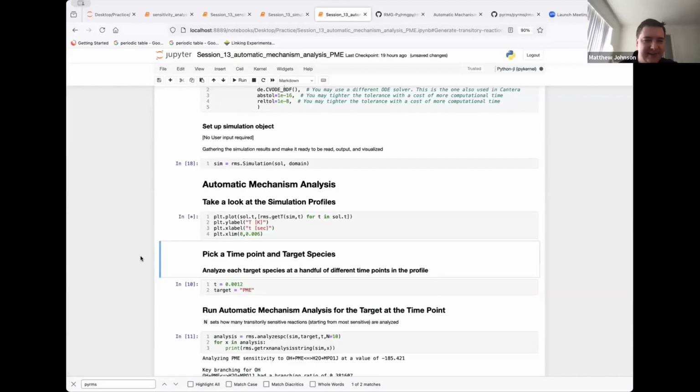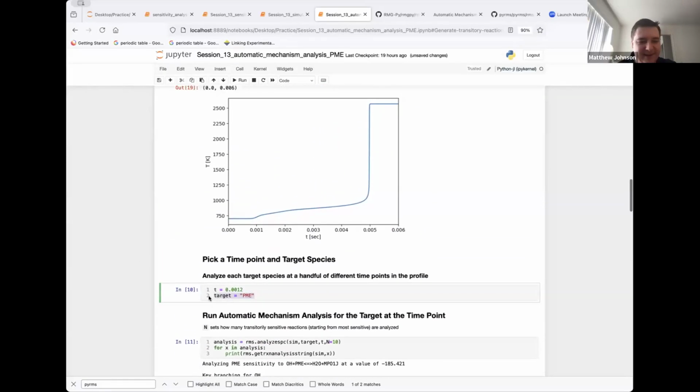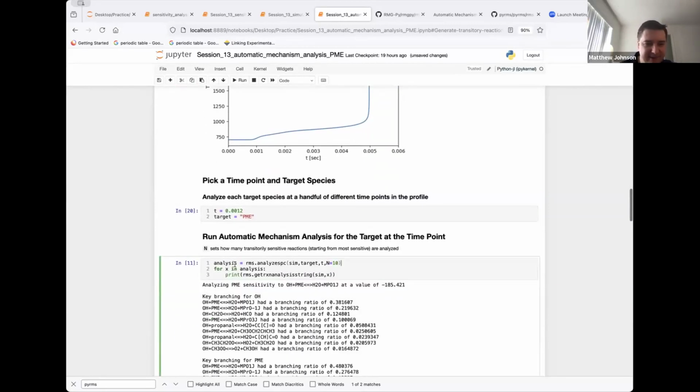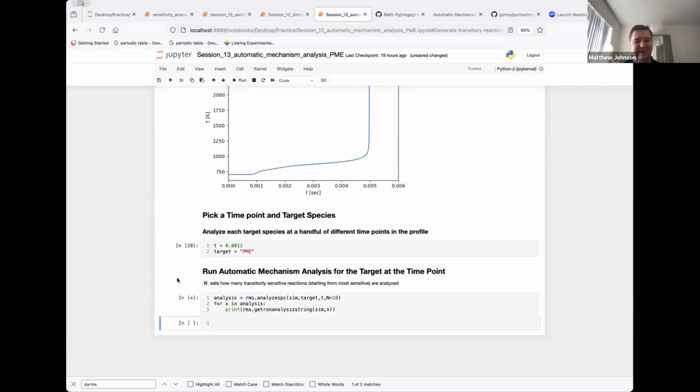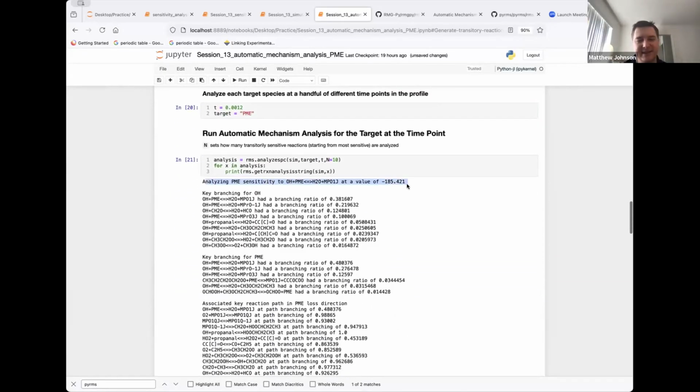Okay, there we go. We make our profile, we take a look at it, pick our target. We're gonna want to do this for a couple different targets just to take a look at things, and our time point. And then what we do is we tell it we want to analyze this specific species, our target, at this time, and we tell it how many sensitive reactions we want it to go through and examine. And what it does is it runs transitory sensitivity analysis and it identifies reactions that are sensitive.